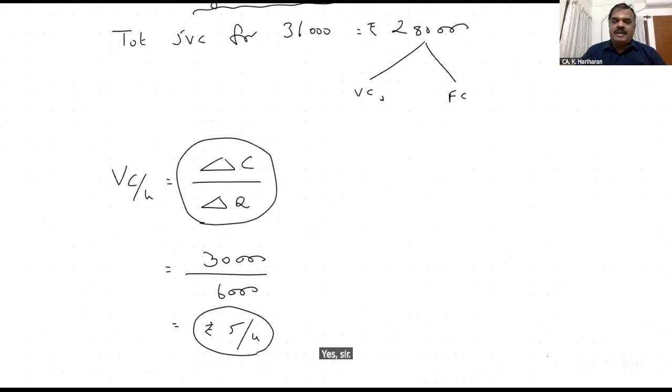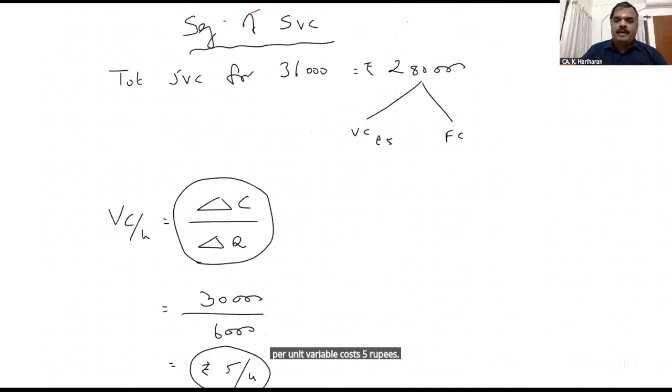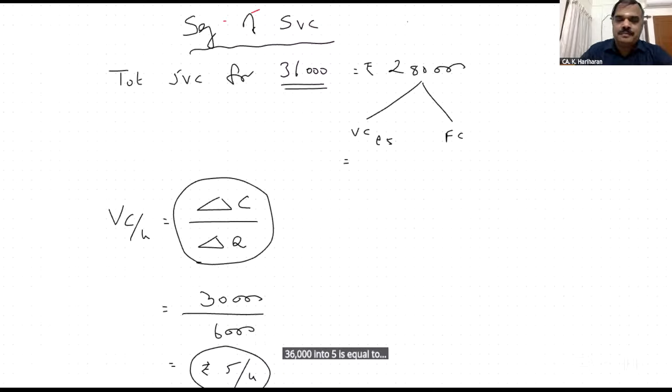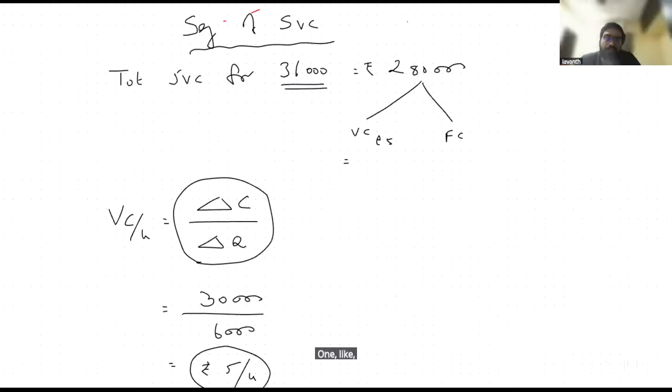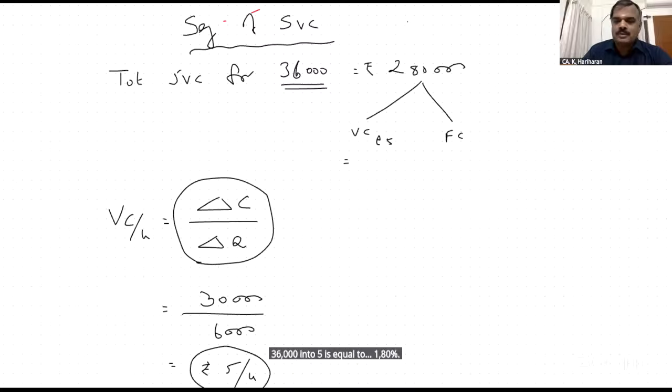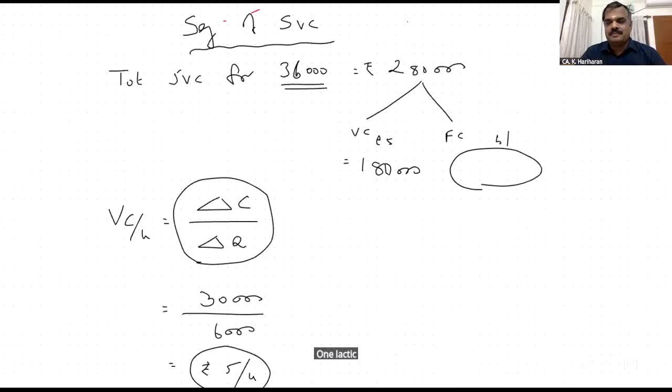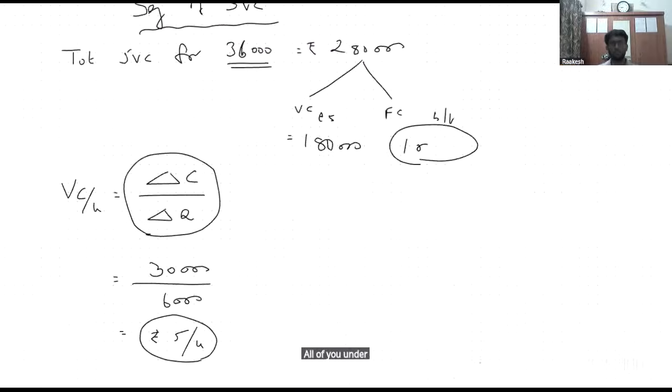Per unit variable cost is 5 rupees. Number of units produced is 36,000. Therefore, what would be the total variable cost? 36,000 into 5 is equal to 1,80,000. So, out of 2,80,000, 1,80,000 is the variable cost. The balance is supposed to be the fixed cost. So, how much is the fixed cost? 1 lakh is the fixed cost. All of you understood? Yes, sir.